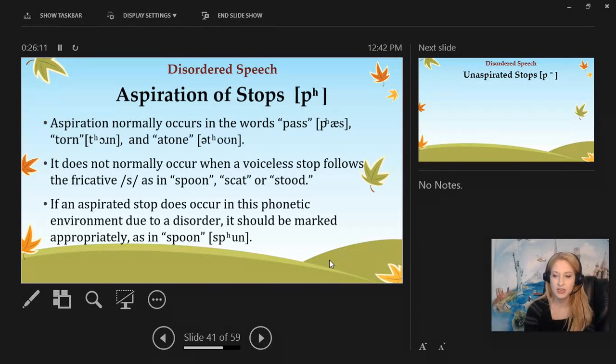If an aspirated stop does occur in this phonetic environment due to a disorder, then it should be marked appropriately, as in spoon. So if you hear that p aspirated, instead of just spoon, then it should be marked. Some of these things can happen naturally, but if it's unnatural, then it indicates a disorder. That's when it should be noted.